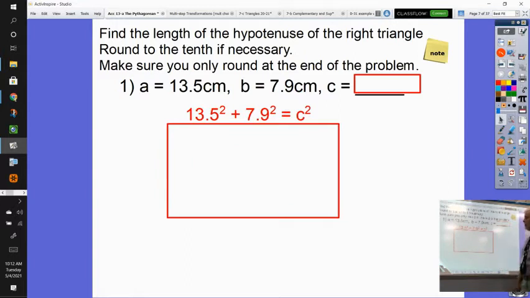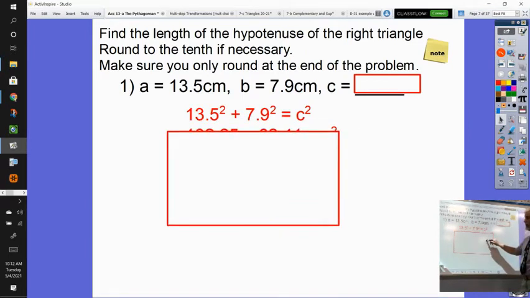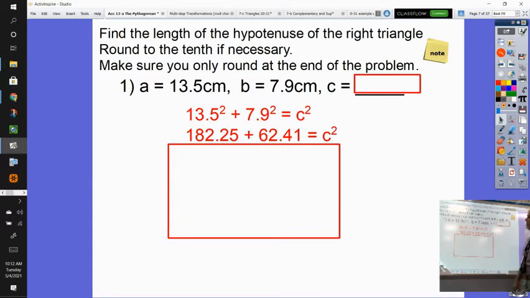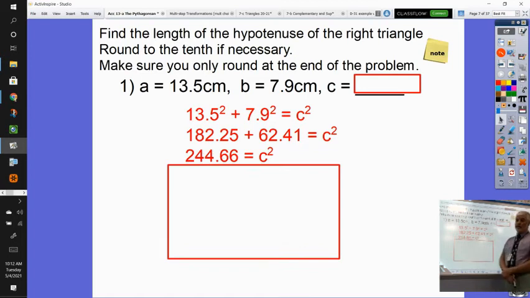13.5 squared plus 7.9 squared equals C squared. Then we square both of these, and don't round these off. Even though it tells you to round to the nearest tenth, that rounding can't be done until the very final answer, because it'll mess up your answer if you round in the beginning or earlier in the calculations. The squares of these are 182.25 and 62.41. Add these two things together. 244.66 equals C squared. Now we have to take the square root of this.